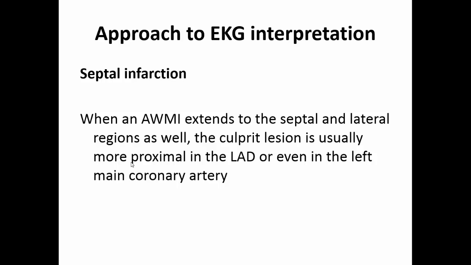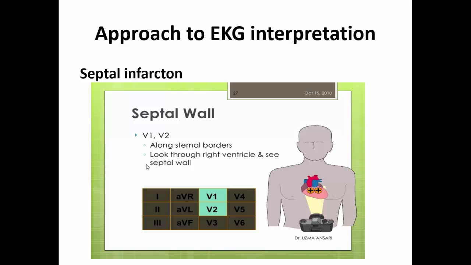So a septal infarct tends to occur when you have a more proximal LAD lesion or a left main coronary occlusion. The septum is viewed best with leads V1 and V2. Again, remember that these leads are sort of your camera looking at the electrical pathway through the heart. Think about where you put your V1 and V2 leads on the patient's chest. It's right over the septum of the heart.